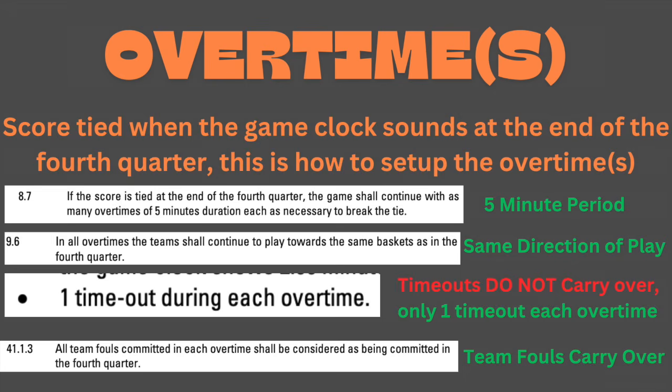We put 5 minutes on the clock. Teams still attack the same basket, so they go in the same direction of play that they ended in the 4th quarter. Timeouts do not carry over, so if they had 2 timeouts left in the 4th quarter, it does not carry over to overtime. Each team only gets 1 timeout. The fouls do carry over, so however many fouls they had in the 4th quarter, whether it's 4 team fouls, then it carries over to the overtime as 4 team fouls. So team fouls carry over, timeouts do not.